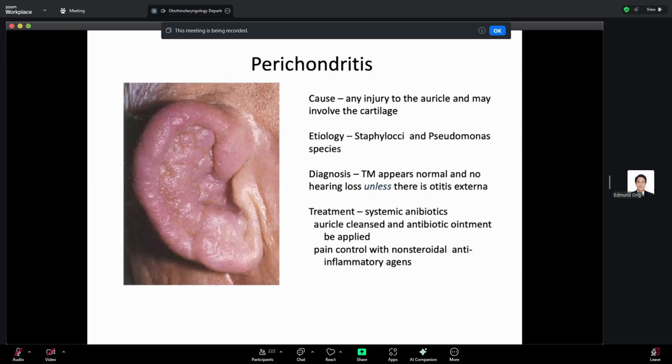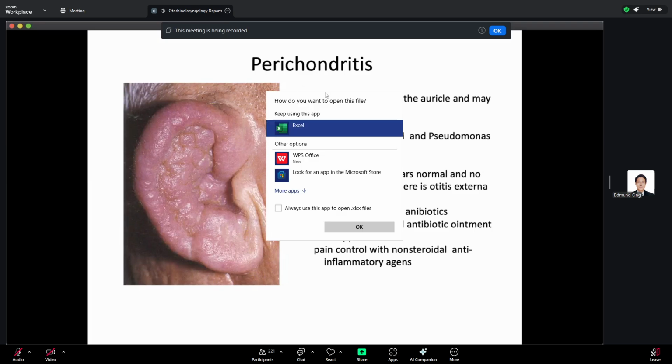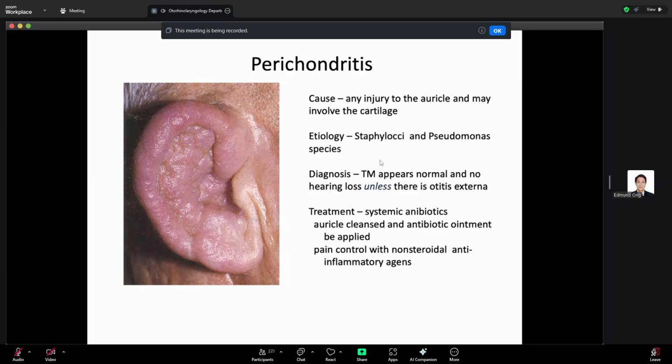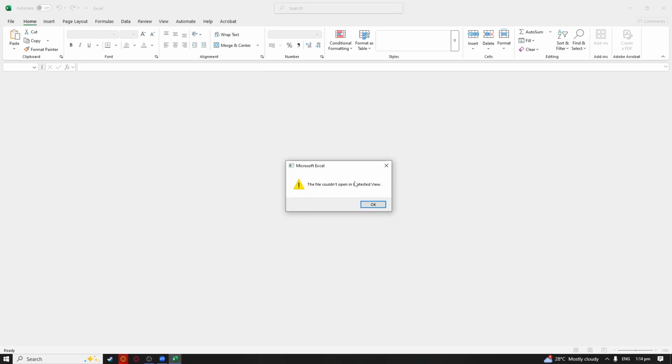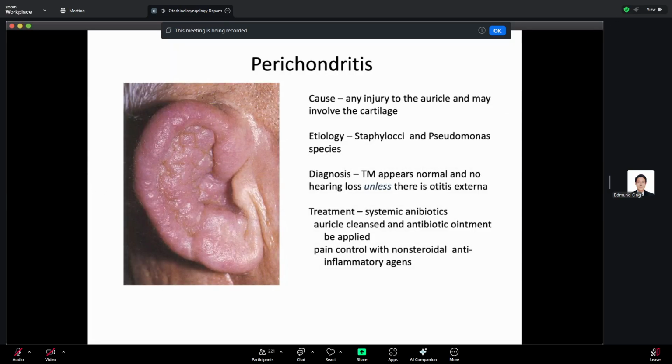So first, perichondritis. This is an injury to the auricle and may involve the cartilage. Once it is infected, the more common bacterial agents are staph and Pseudomonas. So the TM usually appears normal and there is no hearing loss unless there is already otitis externa or involvement of the external canal. So you need to give antibiotics for this patient. Otherwise, if the perichondritis is not controlled, there can be necrosis of your cartilage and it will lead to a problem later on, like a cauliflower ear. So next slide.